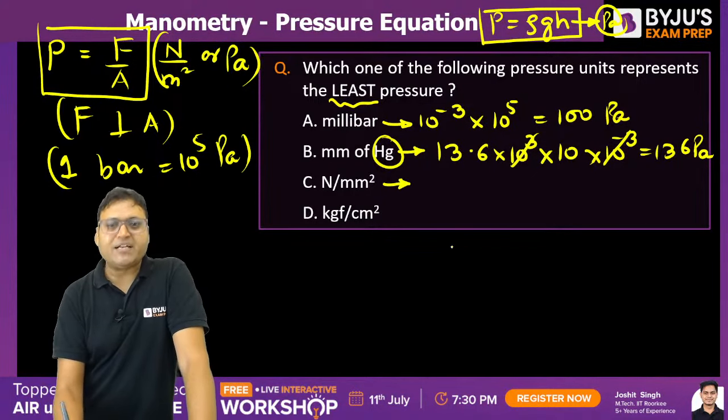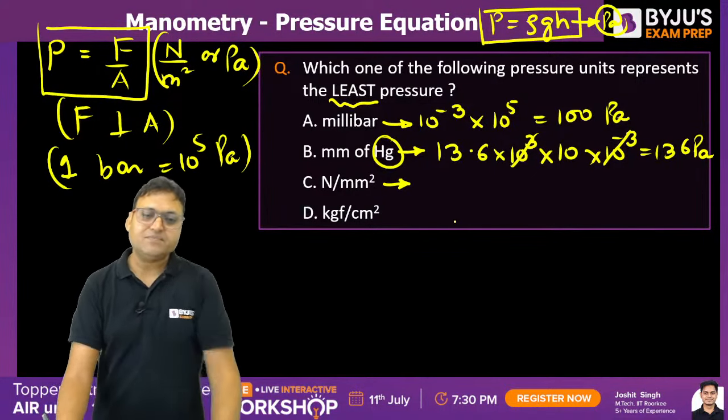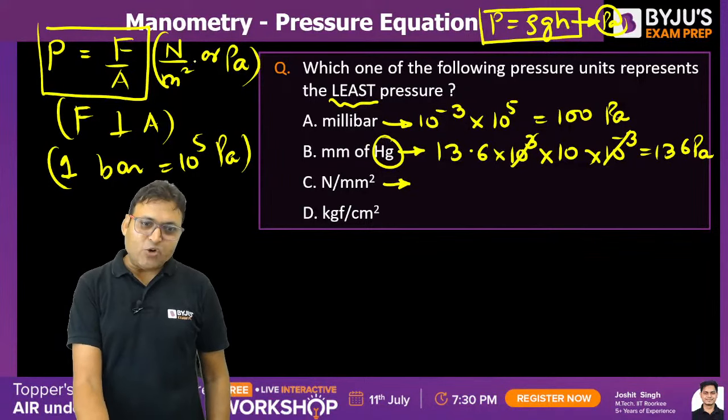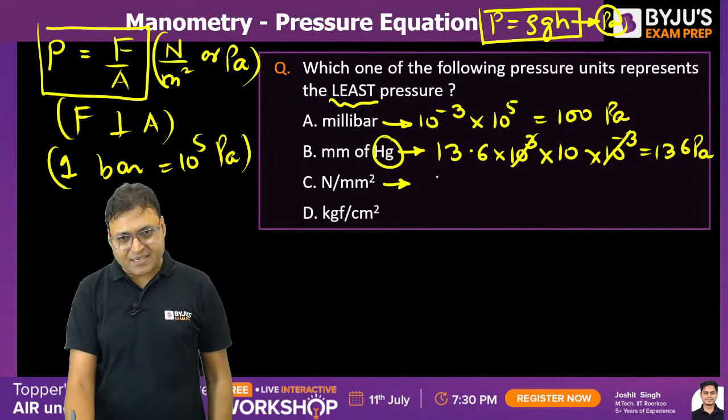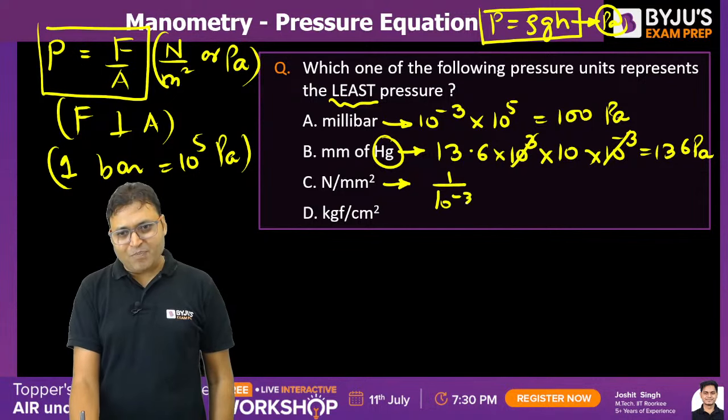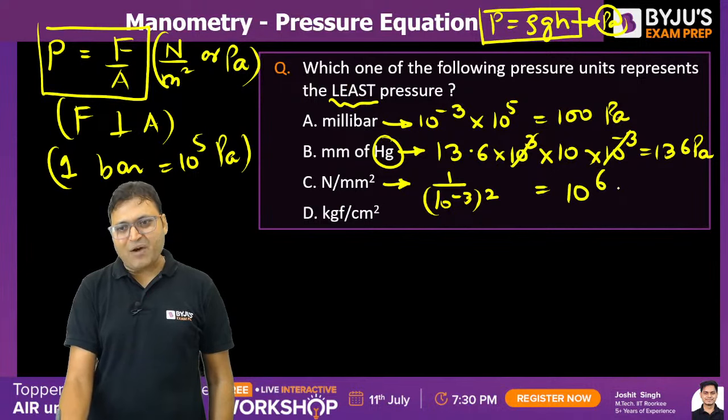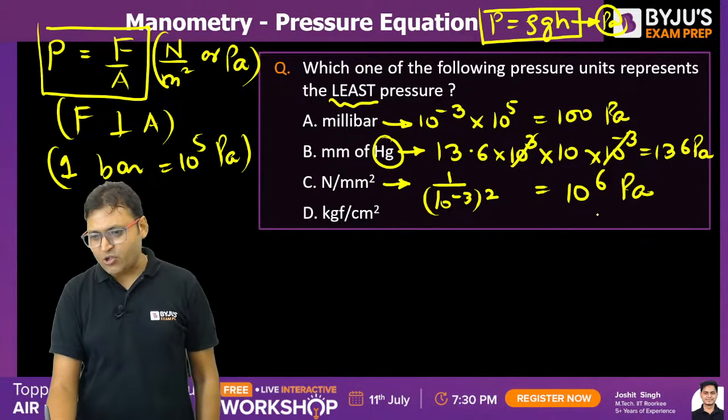1 Newton per millimeter square. If we convert it into Newton per meter square, then it will become Pascal. So 1 millimeter is equal to 10 to the power minus 3 meter, so the area is 10 to the power minus 6 meter square. So it will be 10 to the power 6 Pascal.